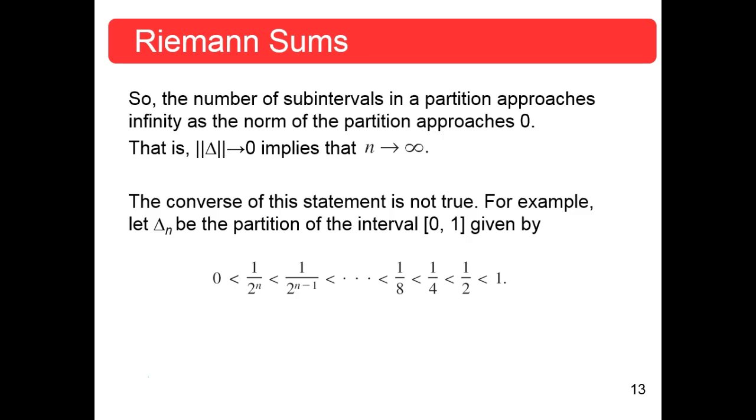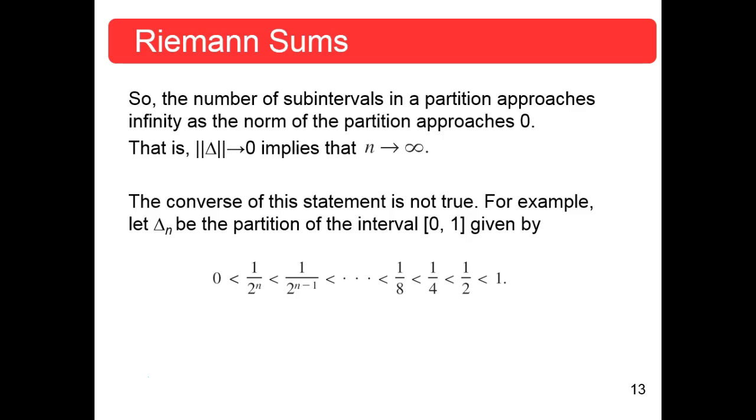Okay. So the number of subintervals in a partition approaches infinity as the norm of the partition approaches zero. We've said that before, they're saying it again. That is, the norm of the partition approaching zero implies n is going to infinity. The converse is not true.